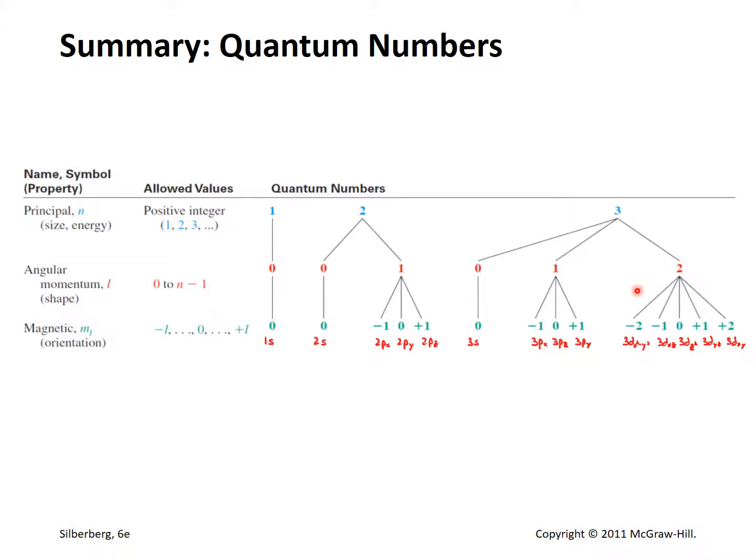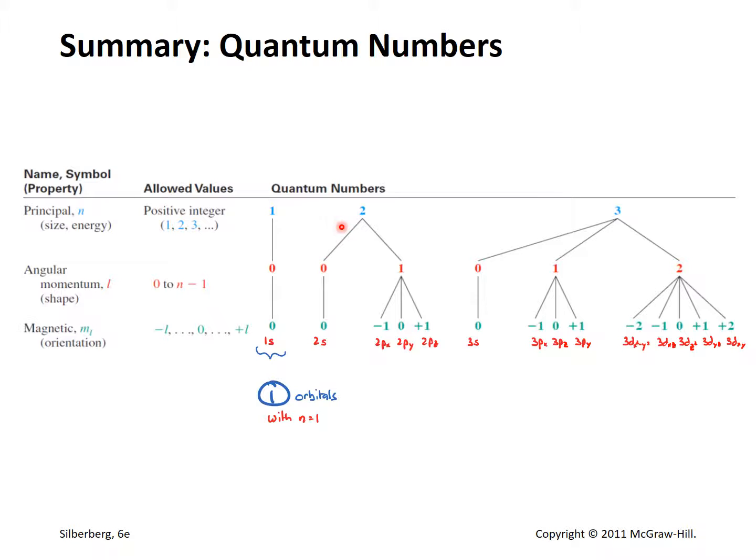When L equals 2, then ML must be negative 2, negative 1, 0, plus 1, or plus 2, which corresponds to the case of the 3d x squared minus y squared, 3d xz, 3d z squared, 3d yz, and 3d xy atomic orbitals, respectively. So you can see that for the case where n equals 1, there's only one orbital that can have the value of n equals 1, and this is the 1s atomic orbital.